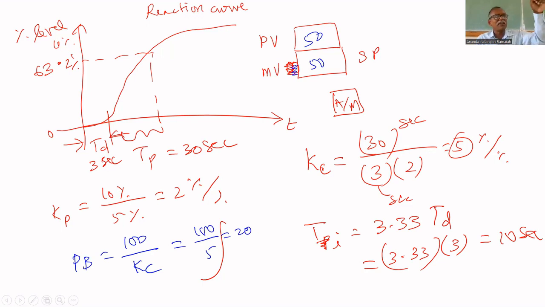Some controllers available in the market work on KC, some work on PB. This controller works on PB. That's why you have to enter in terms of PB. The relation between PB and KC is proportional band equal to 100 by KC or KC equal to 100 by PB. You understand that relation? So we have to enter 20. So we entered 20. We have to enter TI. TI equal to 10 seconds. That also entered.